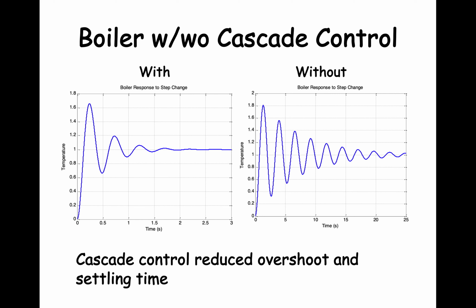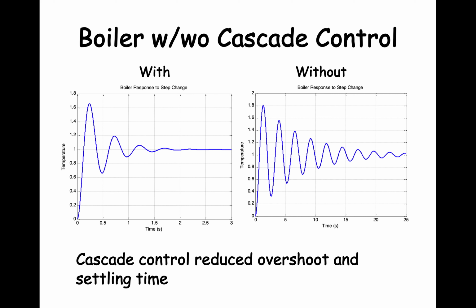Here are two graphs of the time-dependent boiler response. The left graph has cascade control and the right graph does not have cascade control. Please note that the vertical axis scales are slightly different, and the time axis scales are different by an order of magnitude. So without cascade control, we have higher overshoot, and we have many more oscillations, and it will take much longer for the boiler to settle down.